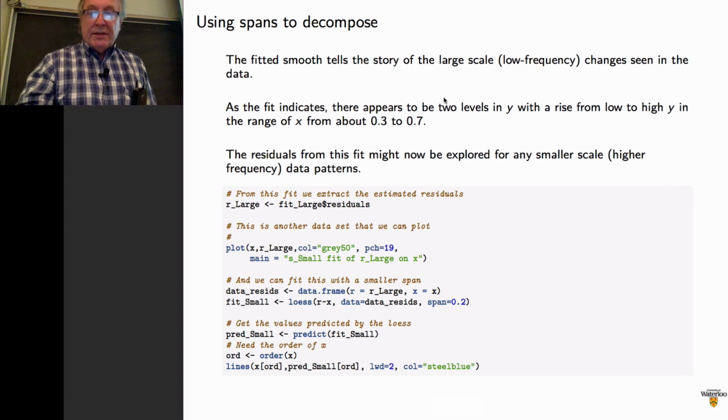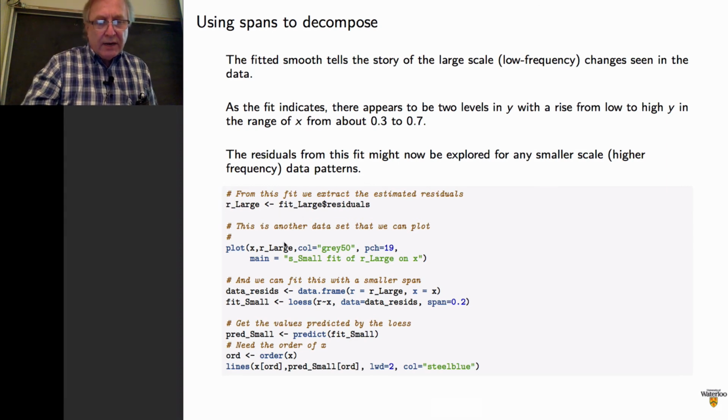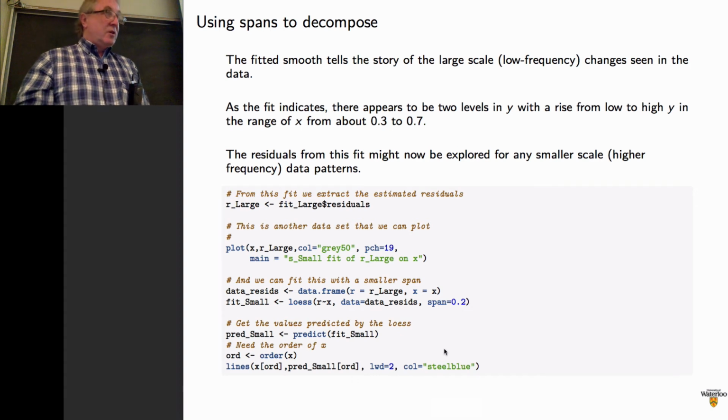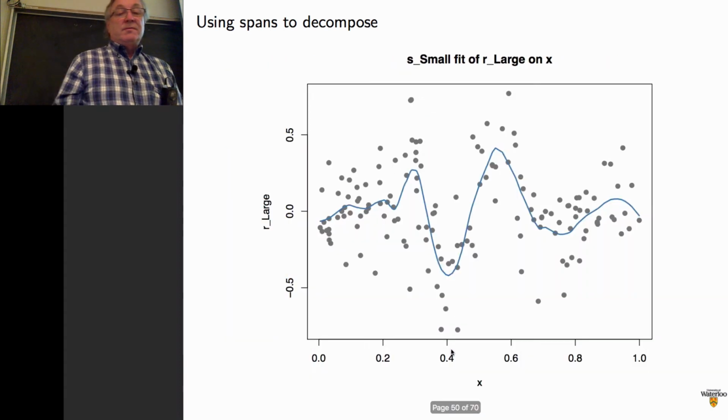So what I'm going to do then is have a look at plotting that, but then take the residuals here. So I get the residuals from the large fit, and then I'm going to look at these as if that was a plot by itself, and then think about, can I fit those residuals to X now, right? So I have a data frame now that R is the residual and X is X. But with a span that's much smaller. So 0.2 as opposed to 0.75. Get the predictions, add the curve. So same as before, it's just now with the residuals.